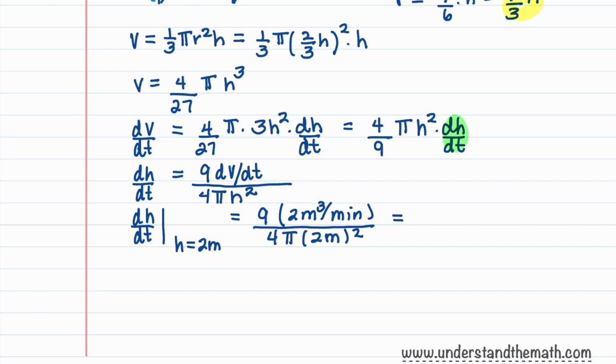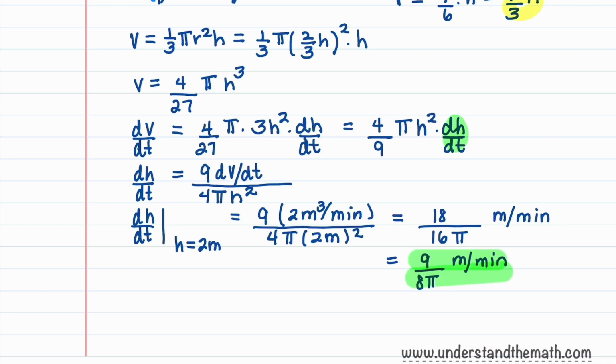9 times 2 is 18. And then in our denominator, we have 2 squared, which is 4, times 4, which is 16. So we have a 16π. And then our units are going to be meters per minute. We can divide both the numerator and the denominator by 2. So this is 9/8π meters per minute. This tells us that our water level is rising at a rate of 9/8π meters per minute.